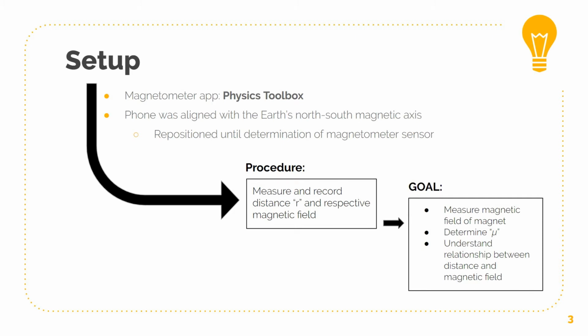The phone with the app open was aligned with Earth's north-south magnetic axis and was then repositioned across a ruler to determine the magnetometer sensor. The goal of this experiment was to use the measurements of distance and magnetic field to determine the magnetic dipole moment mu, and also to observe the inverse relationship between distance and magnetic field.